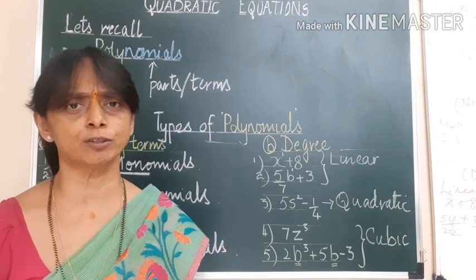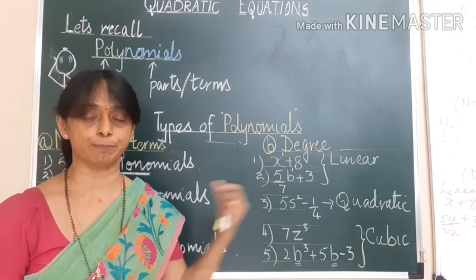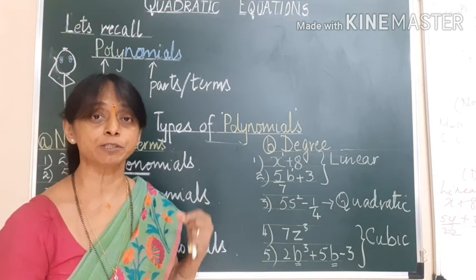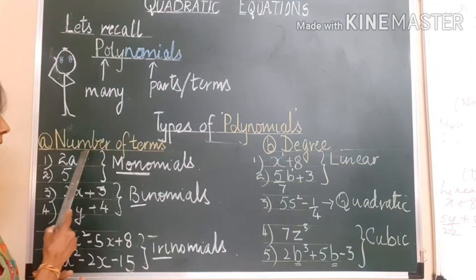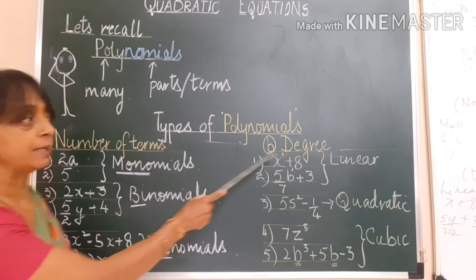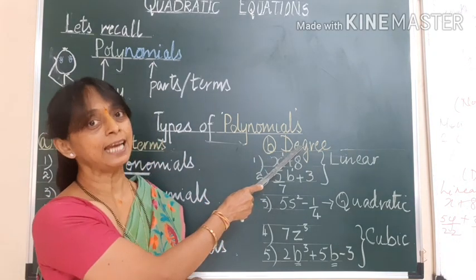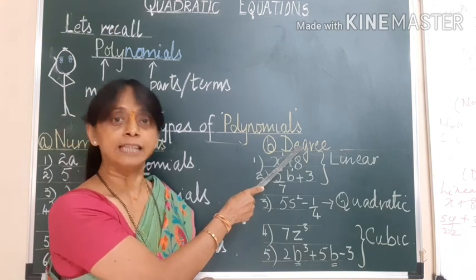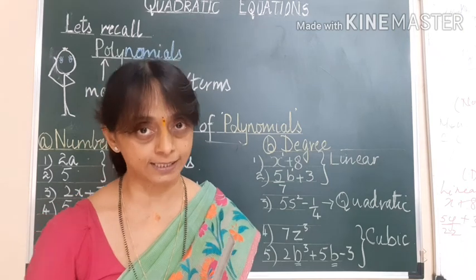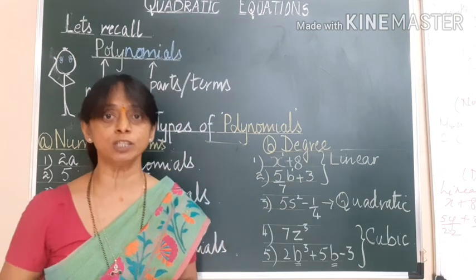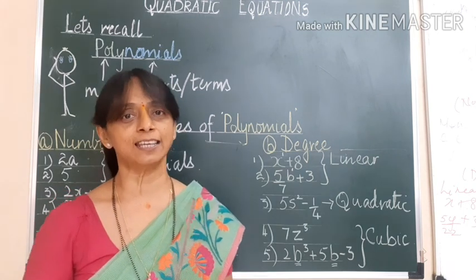So after all, children, what are polynomials? Polynomials are algebraic expressions. And the different types of polynomials can be categorized in two ways, depending upon the number of terms and depending upon the highest degree of the variable contained in that polynomial. Now, in the next session, children, we will move on to understand what is an equation, and then let's study what is a quadratic equation.